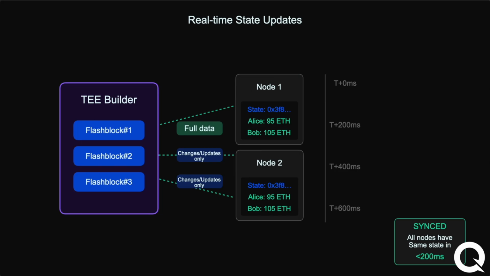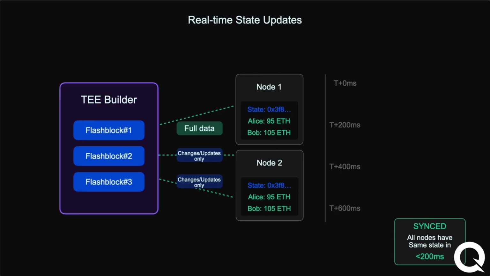This differential approach, similar to video streaming codecs, dramatically reduces bandwidth requirements. The result? Every node on the network maintains identical state within 200 milliseconds. When Alice sends tokens to Bob, every node sees this change almost instantly. This isn't eventual consistency, it's near instant global consensus.